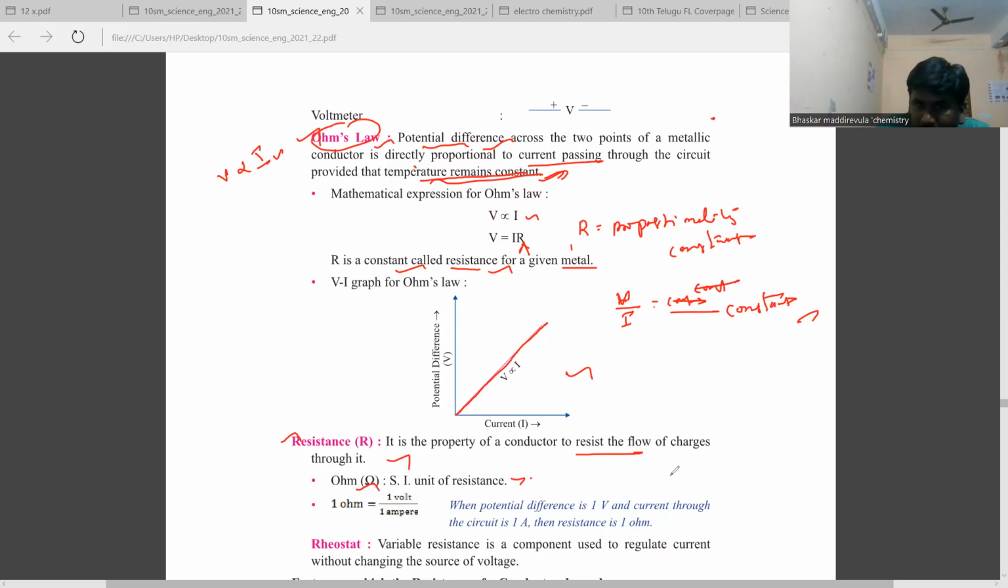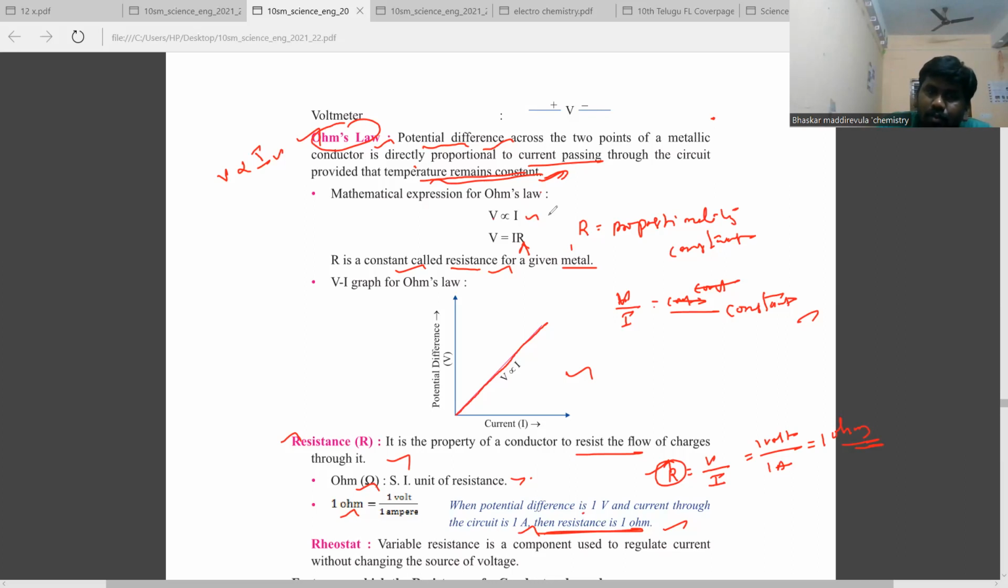Already we know resistance R equals potential difference V divided by current I. If the potential difference is 1 volt and the current passing through the circuit is 1 ampere, then the resistance becomes 1 ohm. So when the potential difference is 1 volt and the current is 1 ampere, the resistance equals 1 ohm.